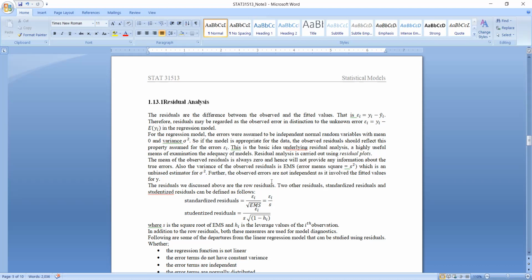So actually we can show that if you take the error mean square value, which we obtain by dividing the sum of squares error by its degrees of freedom, this error mean square value is an unbiased estimator for the variance of the errors.